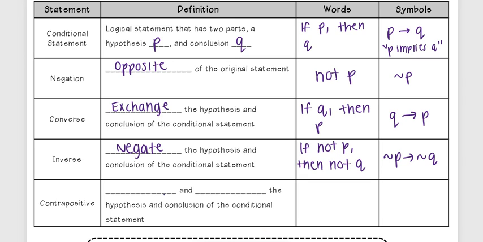And now for the contrapositive, we're basically going to switch around our converse. So what we'll do is negate and exchange the hypothesis and conclusion of the conditional statement. So that will look like if not Q, then not P.